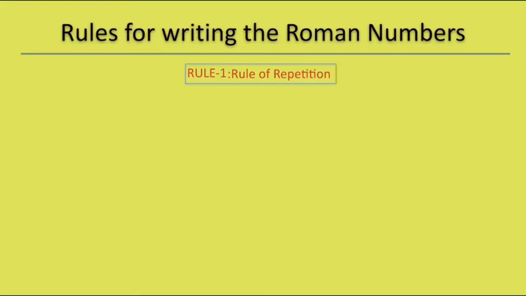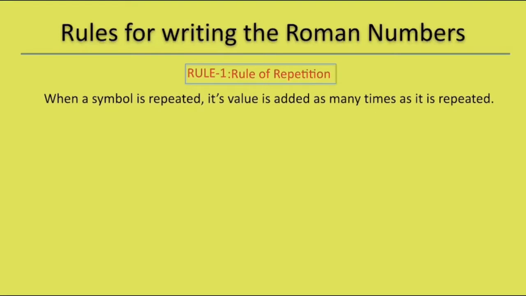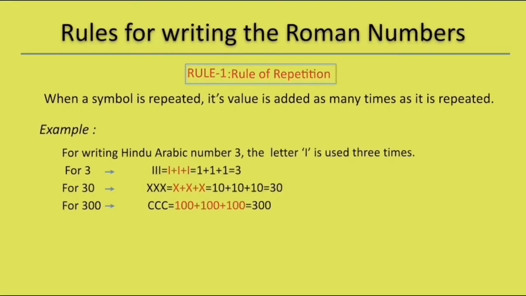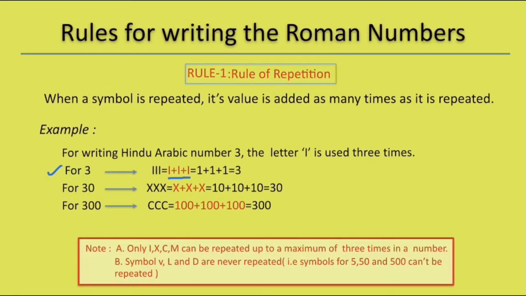Now let us learn rules for writing Roman numbers. Rule 1 is the rule of repetition. When a symbol is repeated, its value is added as many times as it is repeated. As you are seeing here, for writing 3, we have written I 3 times and we added I 3 times. But according to the rule, a symbol can be repeated up to a maximum of 3 times in a number. So I, X, C, M can be repeated up to 3 times in a number.